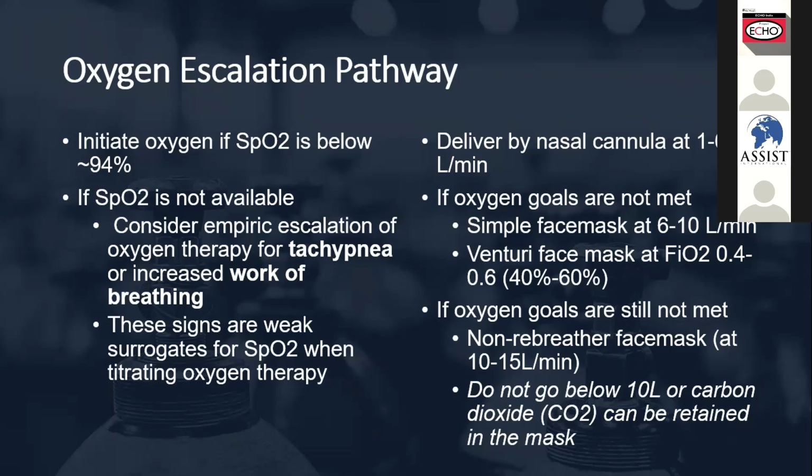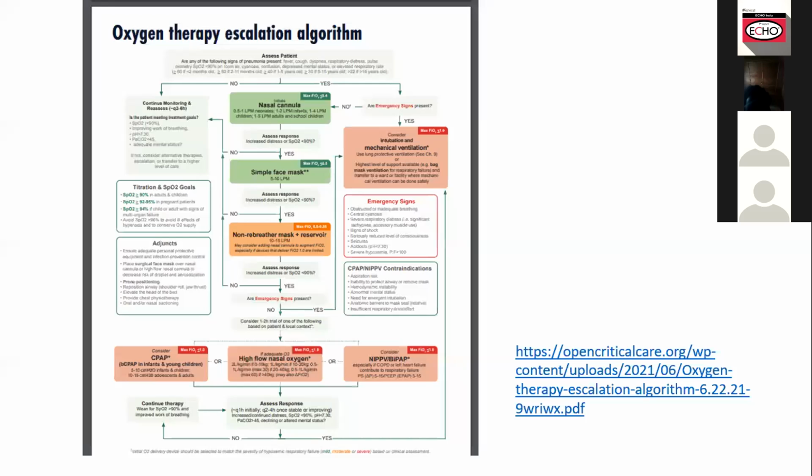You can also use a facial mask at FiO2 of between 40 to 60%. Remember, in the previous presentation, we spent more time on that. If oxygen goals are still not met, you will shift to the non-rebreather facial mask with reservoir. Remember, when you're using a non-rebreather mask, don't go below 10 liters per minute, otherwise CO2 will be retained in the mask. So let's go to the next slide.